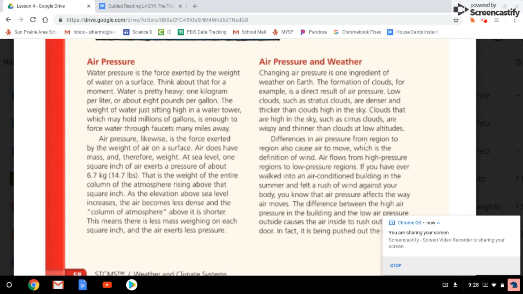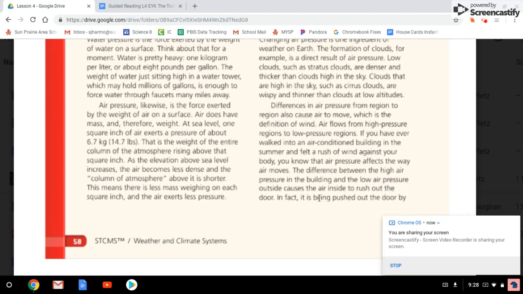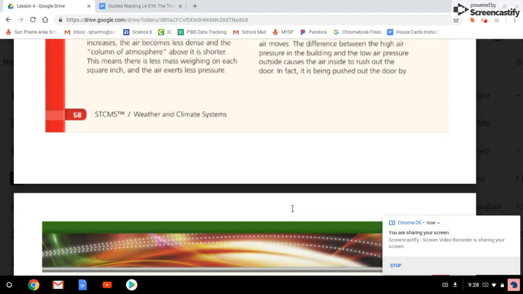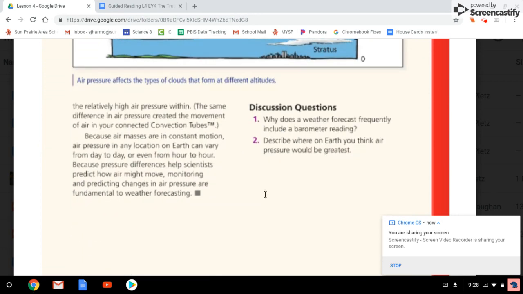Differences in air pressure from region to region also cause air to move, which is the definition of wind. Air flows from high pressure regions to low pressure regions. If you have ever walked into an air conditioned building in the summer and felt a rush of wind against your body, you know that air pressure affects the way air moves. The difference between the high air pressure in the building and the low air pressure outside causes the air inside to rush out the door. In fact, it is being pushed out the door by the relatively high air pressure within.